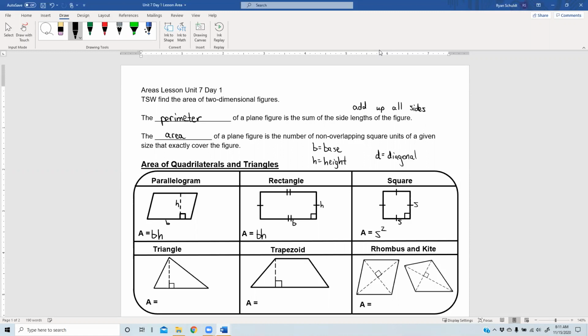Then we have a triangle. On a triangle, this whole bottom piece down here is its base. This is the height. So our area is 1/2 of base times height. Or you can write this as BH divided by 2. But that's our formula for triangle.